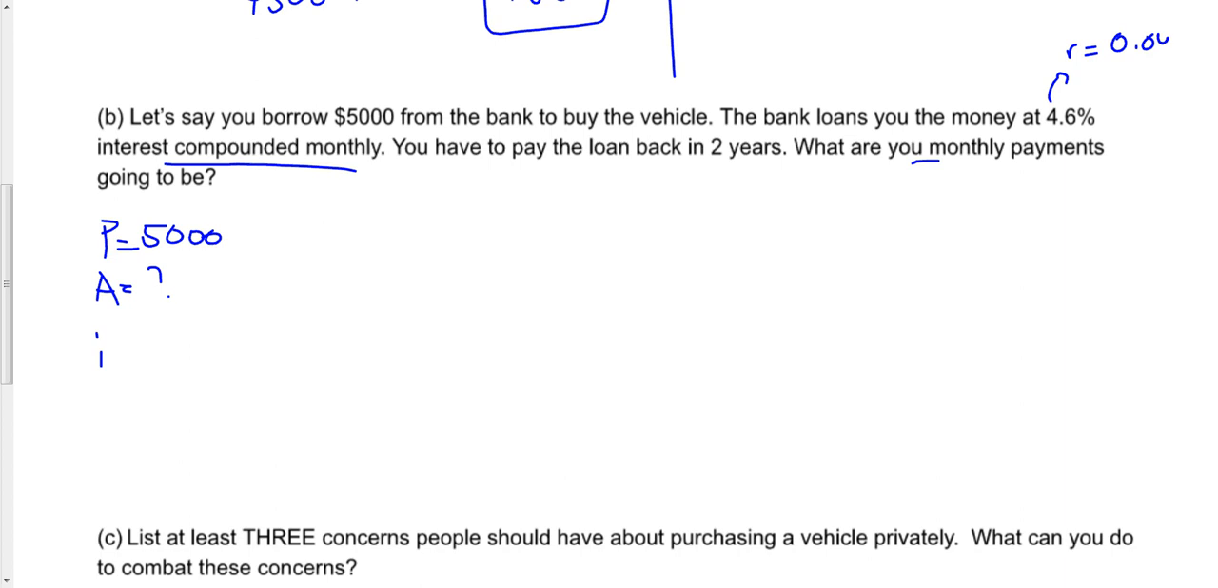So 0.046. It's compounded monthly. That means 12 times. So that's going to be 0.046 divided by 12, which gives you approximately 0.00383.